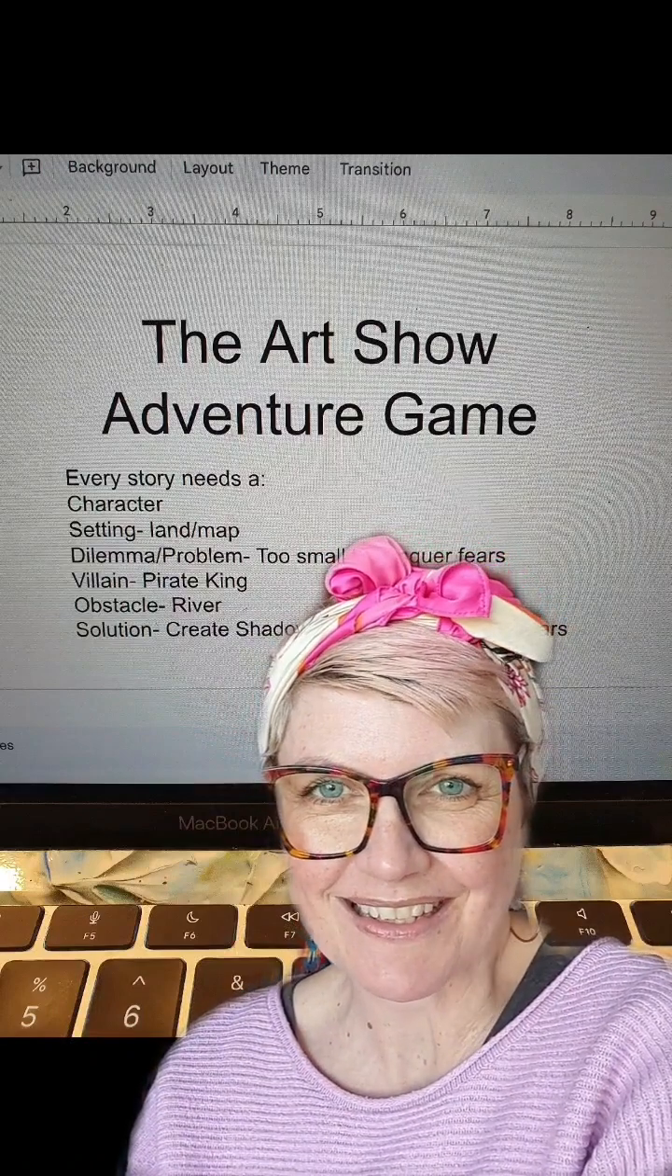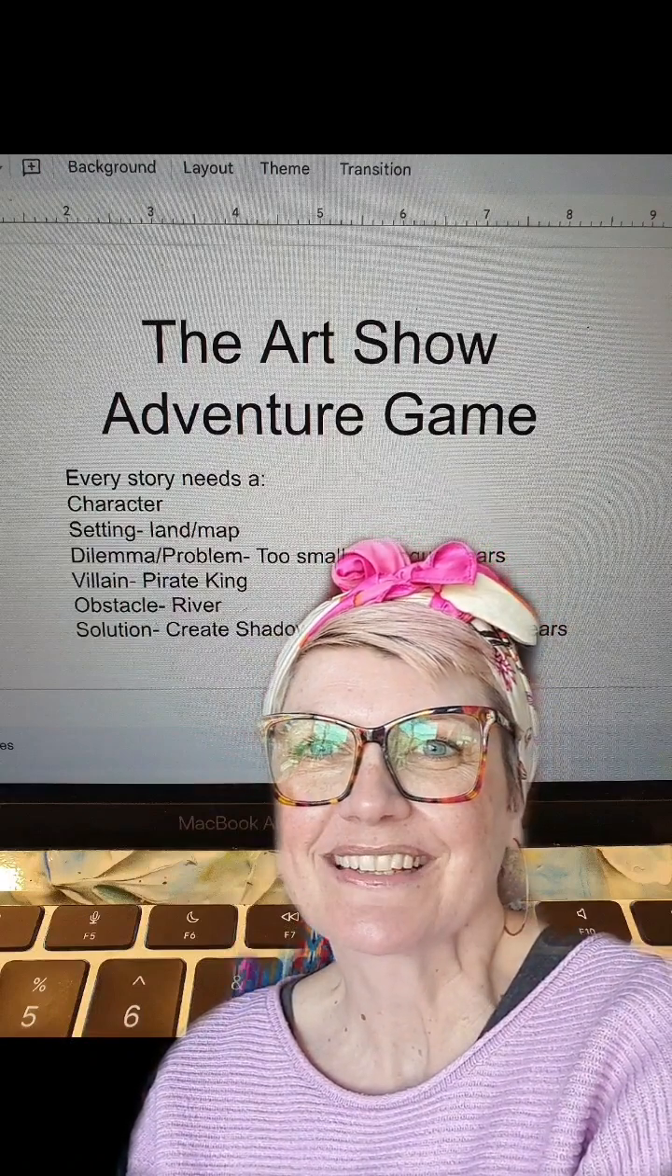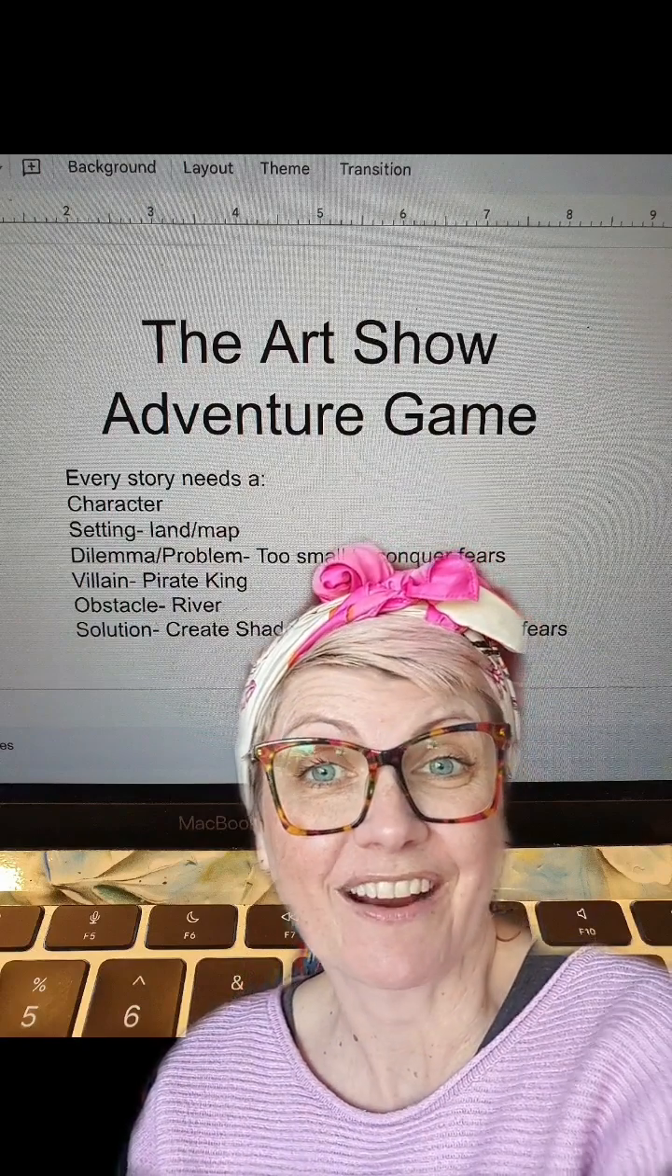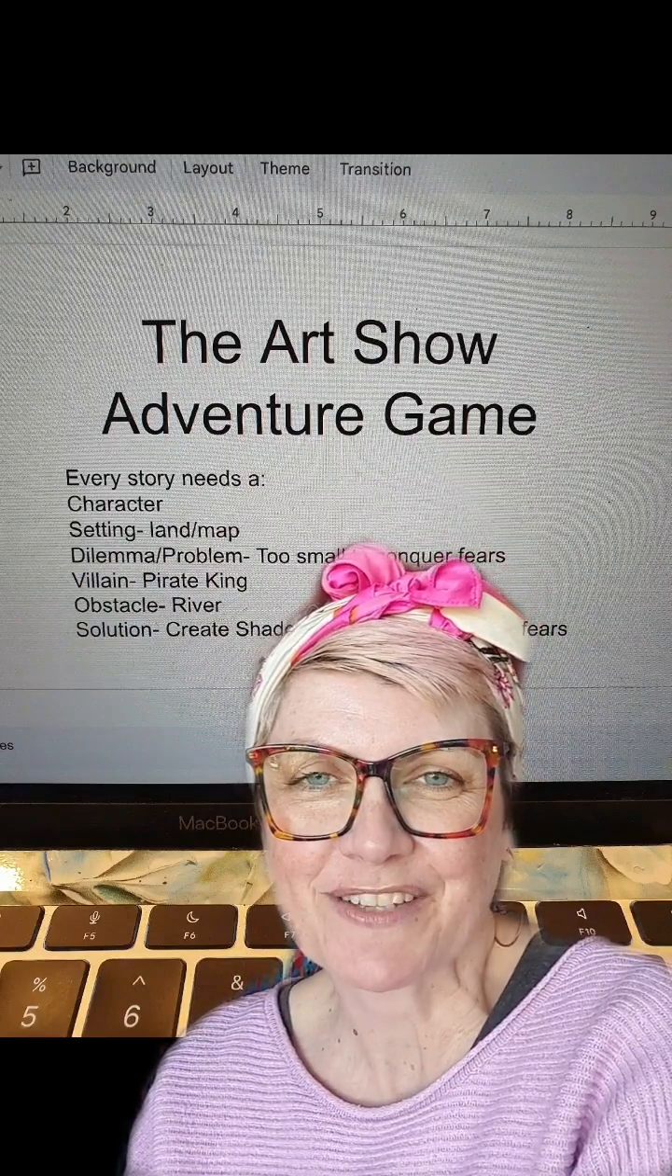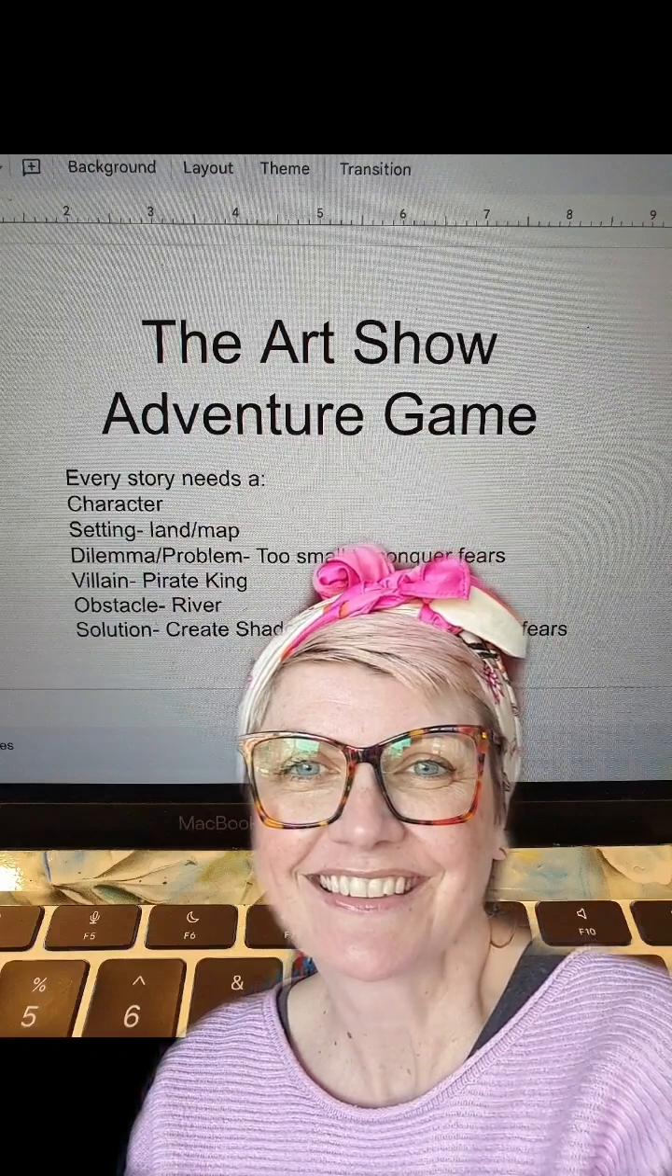So every good story needs a character. So we started off creating characters. And so our first art piece for the year was a wooden character.